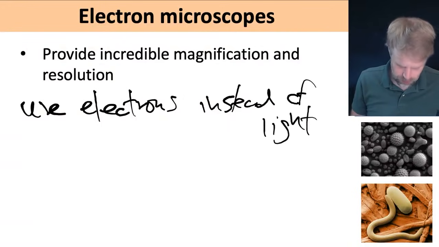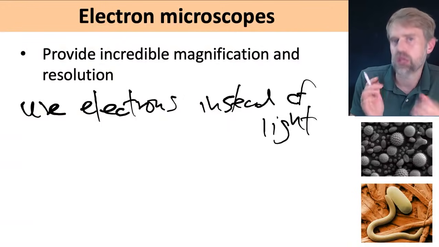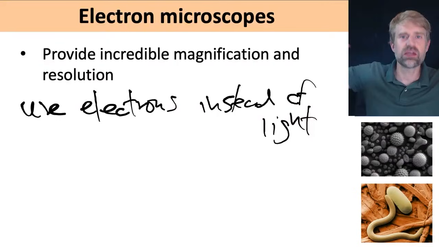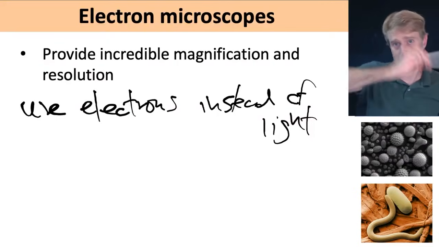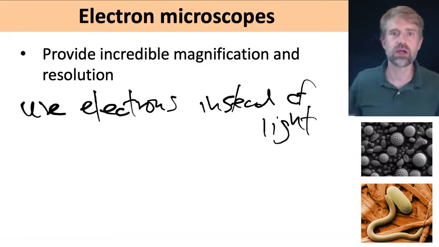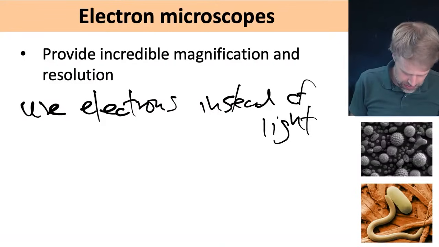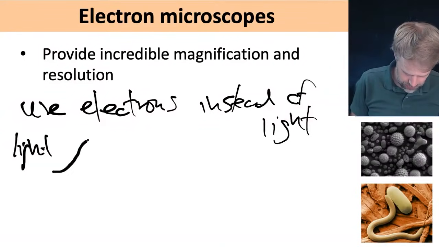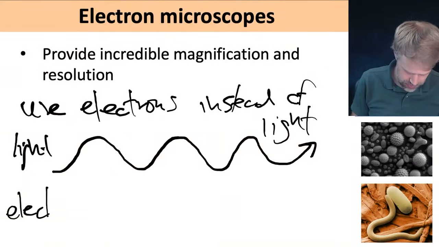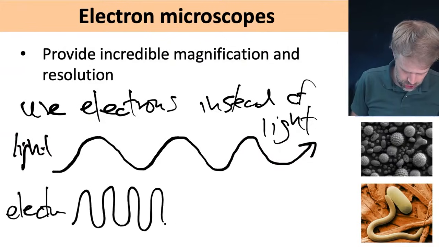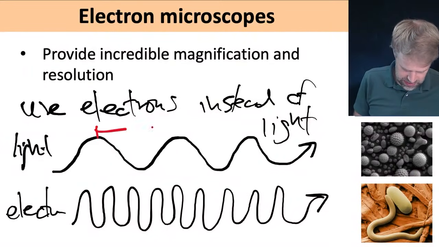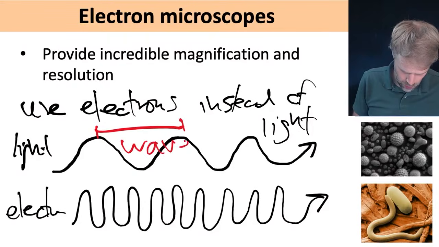And one thing that the TEAS might ask you about is, why is this? Well, because light and electrons have differences in how they move. Both electrons and light move as waves. So they go up and down on the way to wherever they're headed. Light looks like this. A light wave goes kind of like this on its way to wherever. Electrons look like this. This distance here we call wavelength.